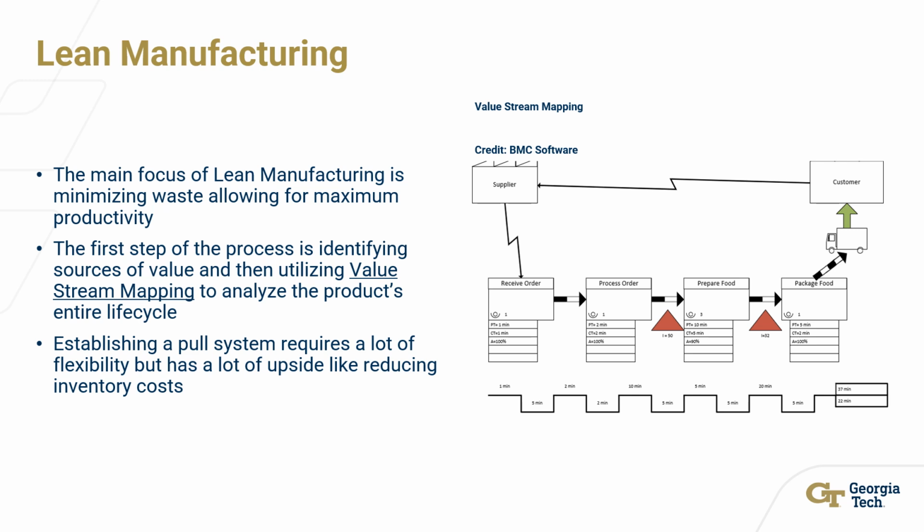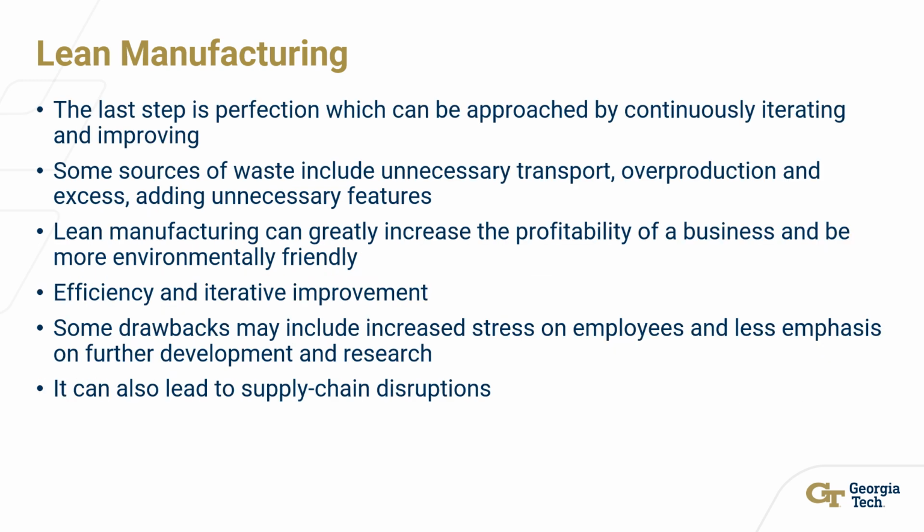Another important thing to do is establish a pull system, which basically means that you're reacting to consumer demand instead of being proactive. So this requires a lot of flexibility, but has a lot of upside, like reducing the inventory costs that you need, as well as reducing the amount of waste that you produce by not overproducing. The last step after this is perfection, which is never reached, but approached by continuously iterating and improving your process.